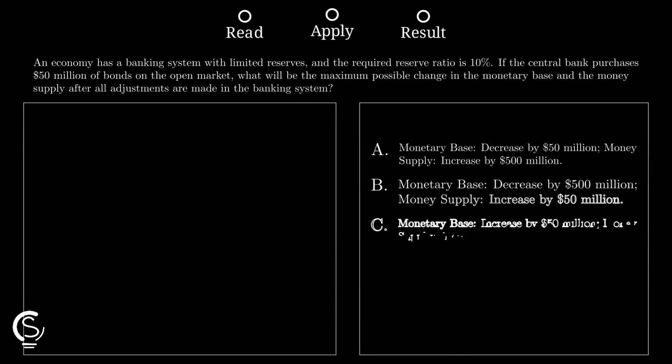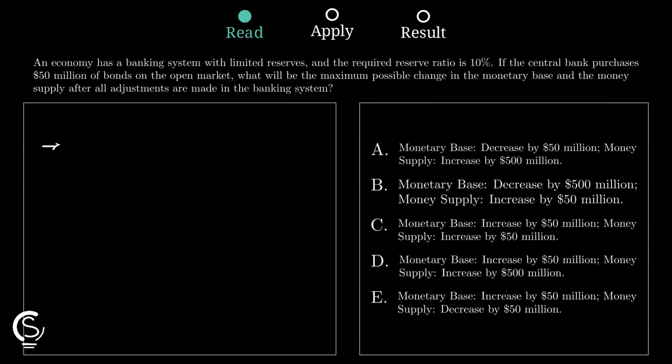When the central bank buys $50 million in bonds, they are injecting new cash directly into the banking system. This immediate injection increases the monetary base by that exact amount.